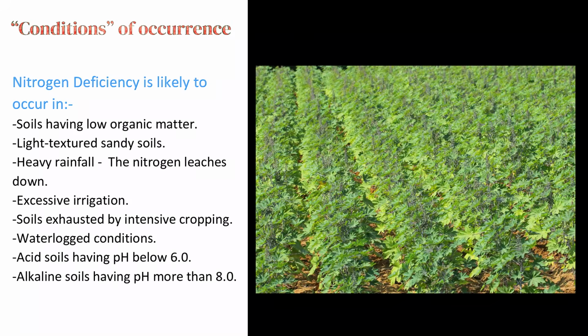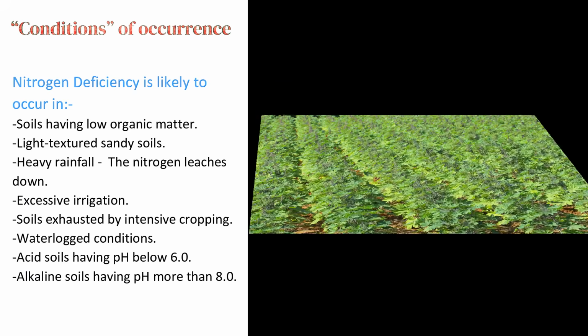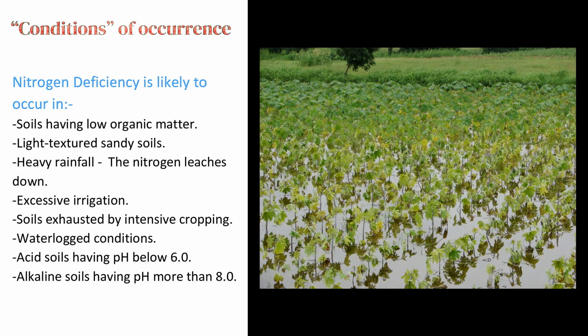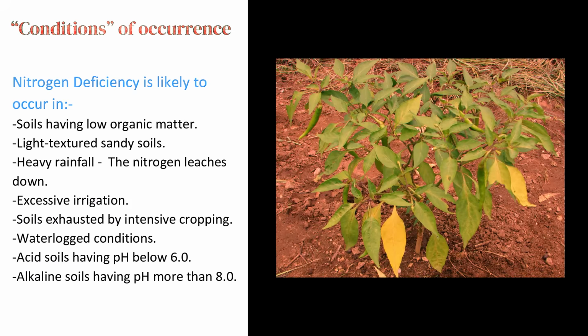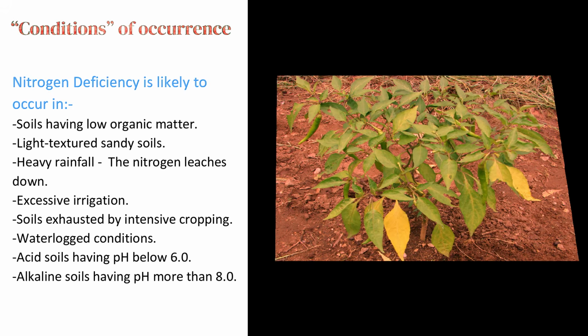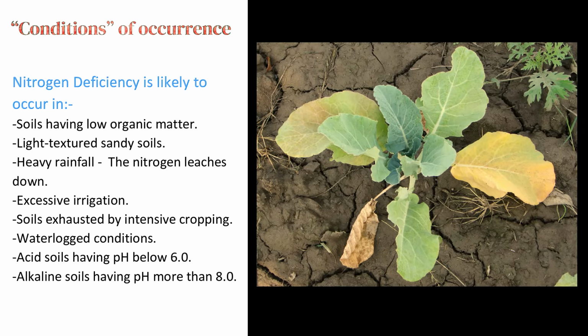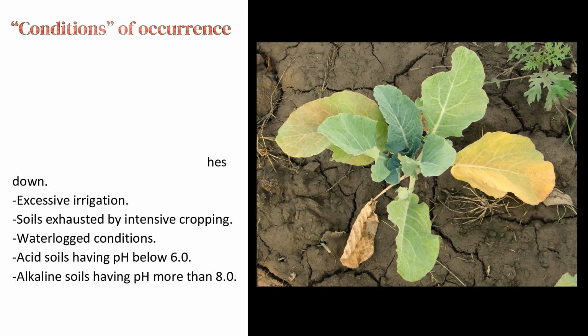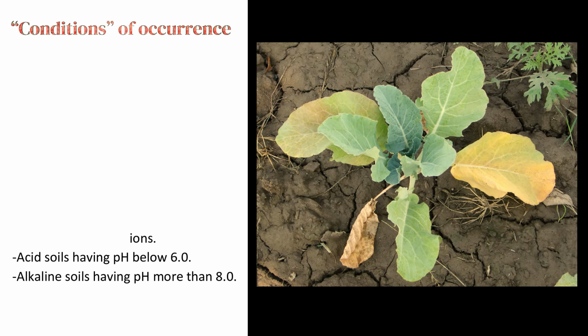Soil exhausted by intensive cropping. Waterlogged conditions. Acid soils having pH below 6 or alkaline soils having pH more than 8. They are the possible conditions of occurrence for nitrogen deficiency.